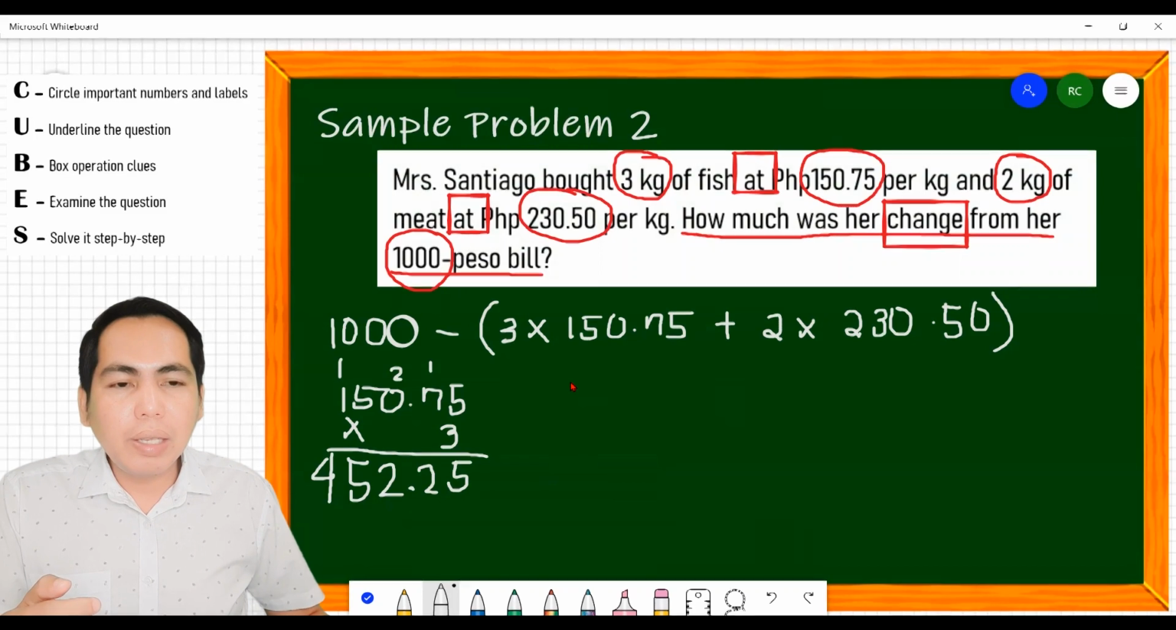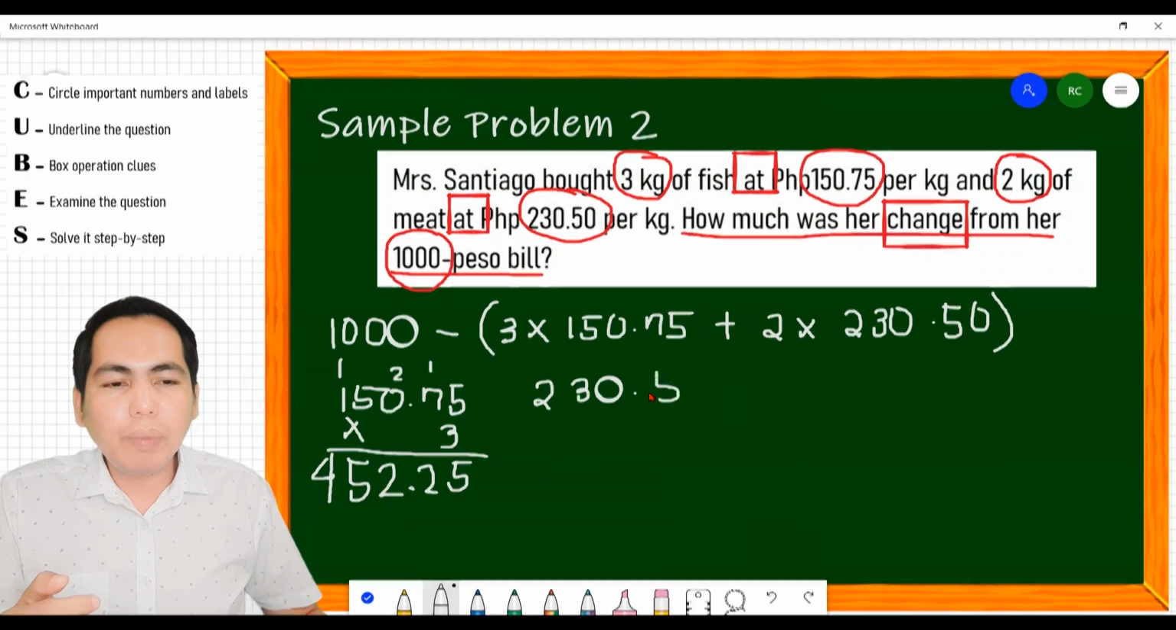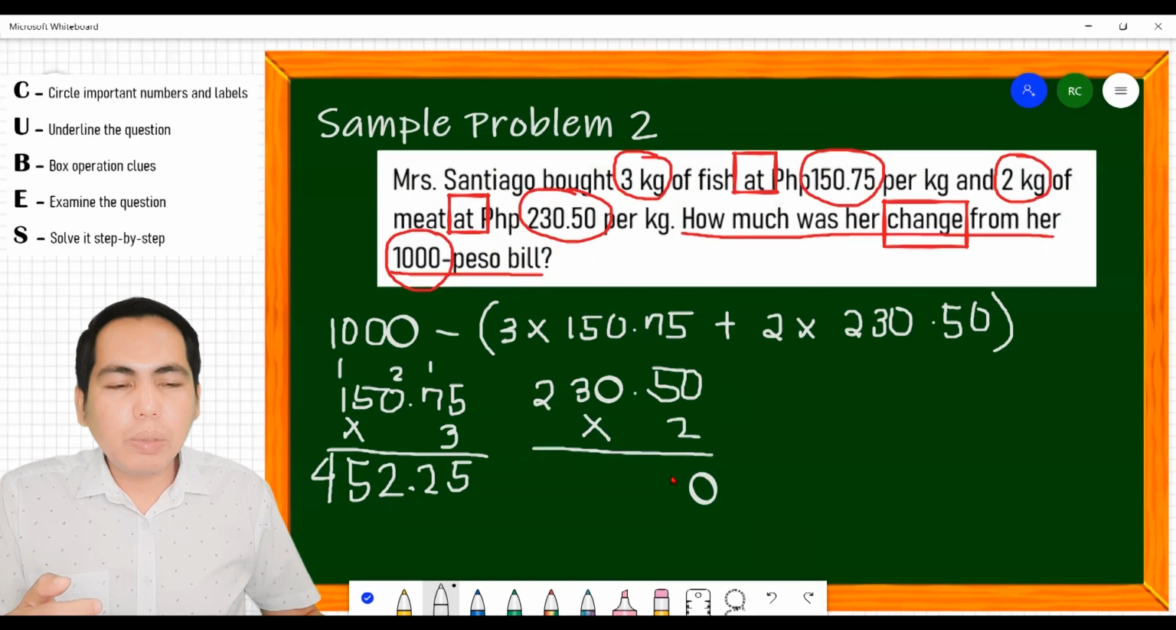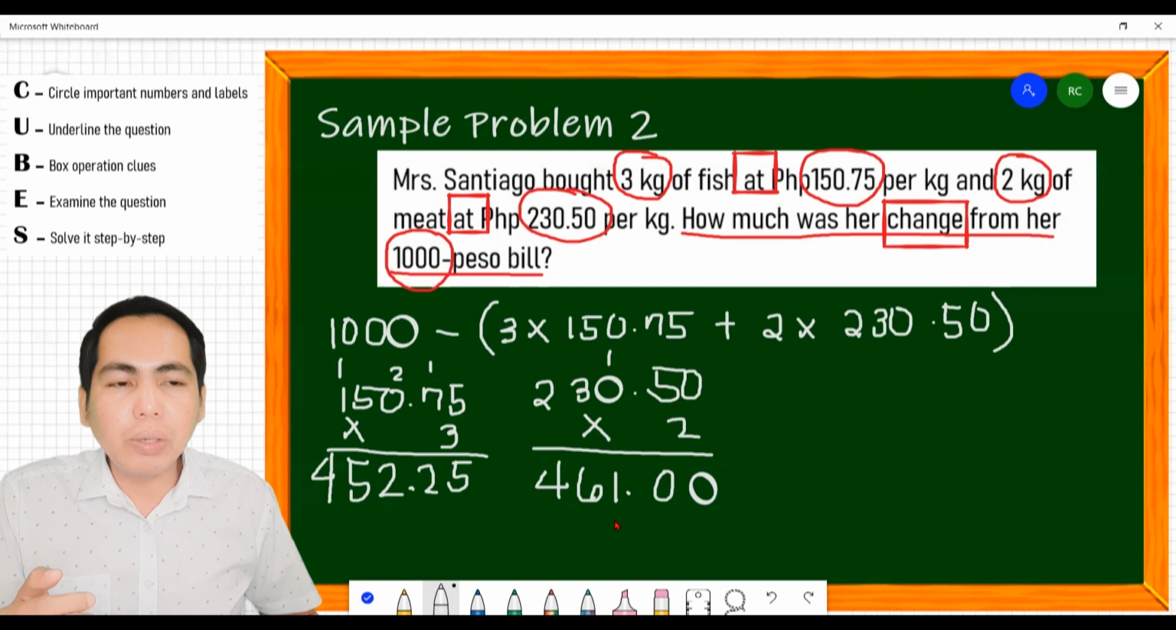How about the expenses in buying the 2 kilograms? So we have here 230.50 times 2. So we have 0, 2 times 5 is 10, regroup 1, 2 times 0 is 0 plus 1 is 1, 2 times 3 is 6, 2 times 2 is 4. And then we are going to identify our decimal point in the product by counting the number of decimal places in the factors, 1, 2, 1, 2. So in other words, she spent 461 pesos to buy the 2 kilograms of meat at 230 pesos and 50 centavos per kilogram. And then we are going to add these two values for us to identify how much did she spend all in all.